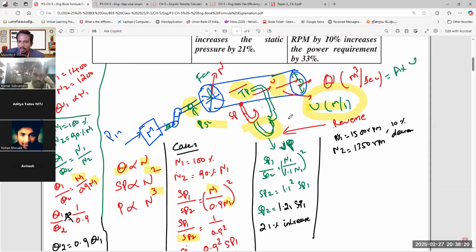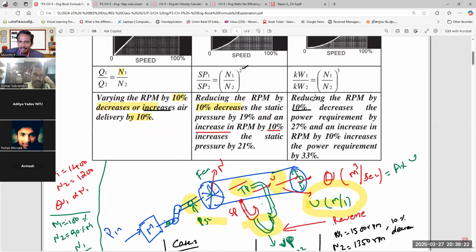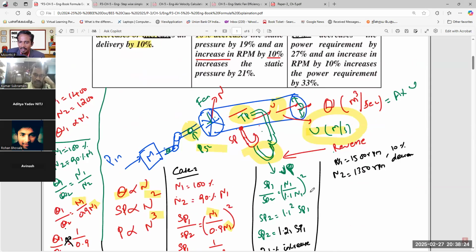Suppose this value is given. If the value is not given, you have to do it like this. Now understand, na? In some calculations they give the value, in some calculations they don't give the value, but you have to take some constant, some number. That means for N1, N2 you have to take it. So now what is the power? Case 3, a 10% decrease. What will happen to power?